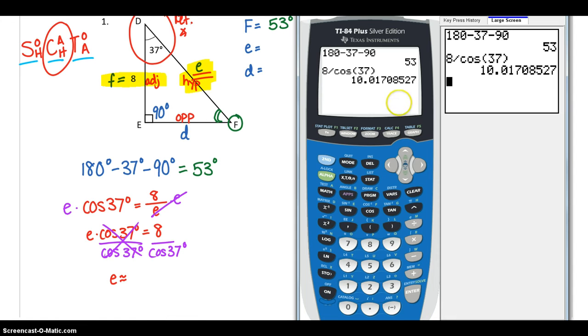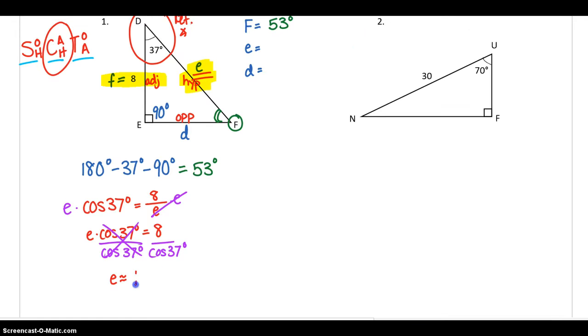See, now we've got these decimals. Alright, so remember we said round to the nearest tenth, so that's 1 after the decimal. So I'm going to round to that one. Look at the next number. It's a 1, which means I don't have to round up. So E is going to equal 10.0. So I'll write that up here now, 10.0. Alright, so it's not too bad.